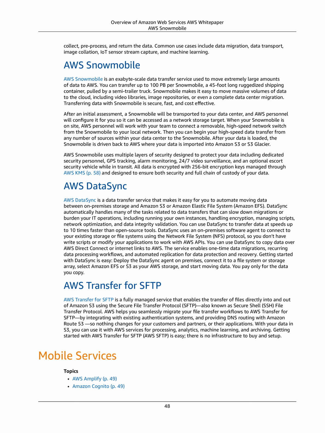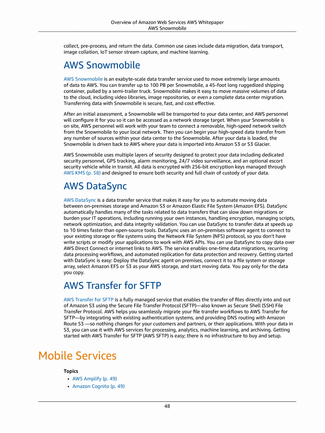After your data is loaded, the Snowmobile is driven back to AWS where your data is imported into Amazon S3 or S3 Glacier. AWS Snowmobile uses multiple layers of security designed to protect your data, including dedicated security personnel, GPS tracking, alarm monitoring, 24/7 video surveillance, and an optional escort security vehicle while in transit. All data is encrypted with 256-bit encryption keys managed through AWS KMS, and designed to ensure both security and full chain of custody of your data.